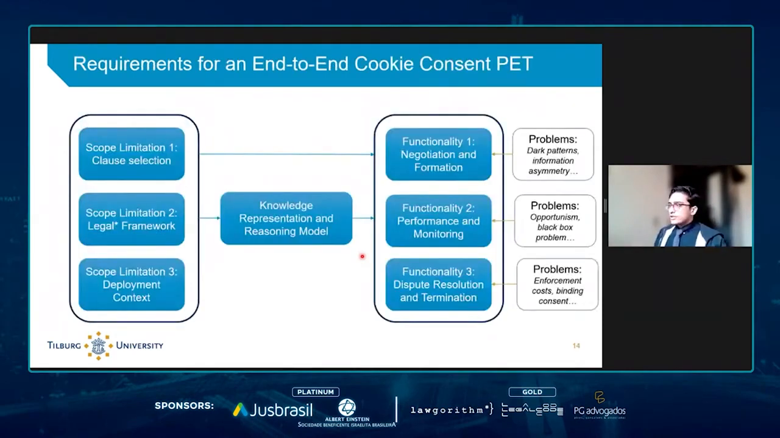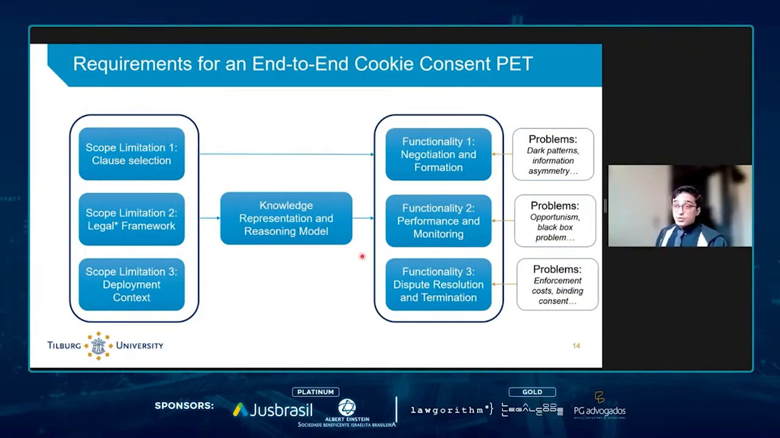I'm going to go through the rest quickly because I'm running short on time. Based on this analysis, we created this sort of framework for the next steps for us. And these are the steps that we personally went through in the selection of the design requirements for an end-to-end consent management PET. The first step was the selection of a clause. Rather than dealing with the whole privacy policy, we decided to deal with the smaller subset of terms relating to cookies.